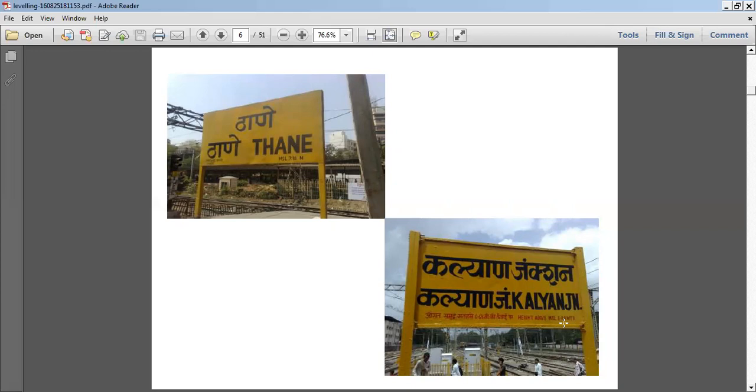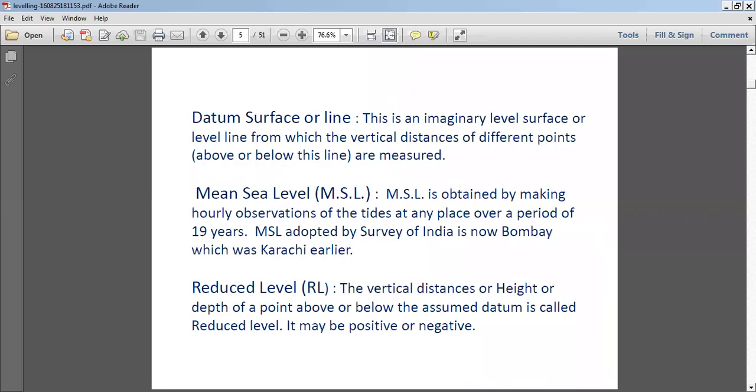But nowadays it is already transferred to many nearby stations also, so we can take readings with respect to them. In general bus stands also, you will see the mean sea level mentioned. In some places it is mentioned and in some places it is not.